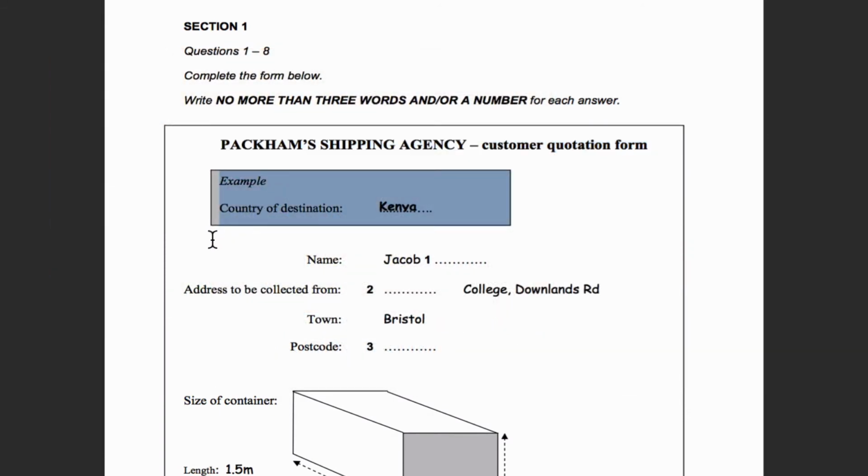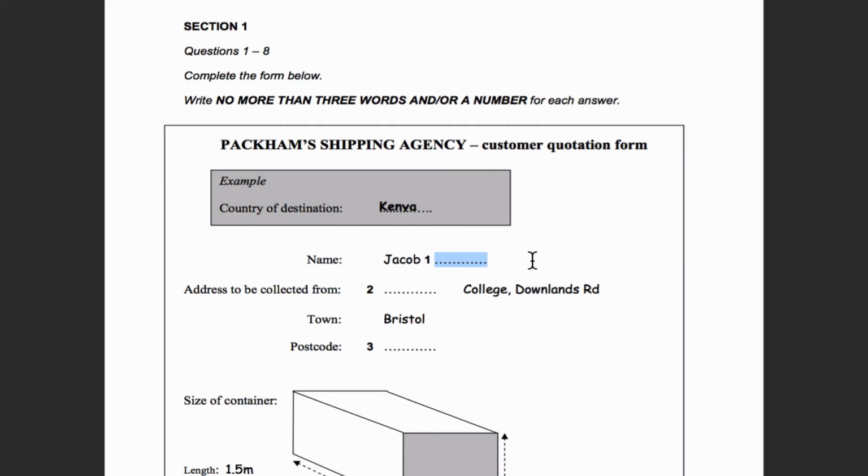Our example in this exercise is the country of destination, and the answer here is just one word, Kenya. Let's see what other details they're looking for in this exercise. So for number 1, we have a clue, which is the name. We have Jacob and then number 1. So Jacob is the first name and number 1 is going to be the second name or the family name.